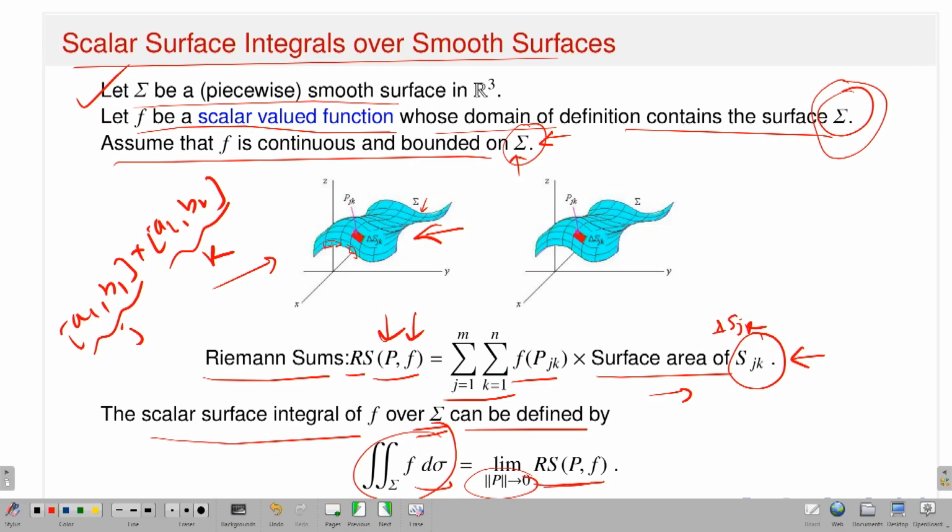If this Riemann sum limit exists, then that is the scalar surface integral of my function f over this smooth surface gamma with respect to the surface measure d sigma. In my next slides I will explain the meaning of this small portion d sigma. So that is the definition of the scalar surface integral, but there will be a formula to calculate it, which I will discuss in the next couple of slides. I hope it is clear what the definition of the scalar surface integral over smooth surfaces is.